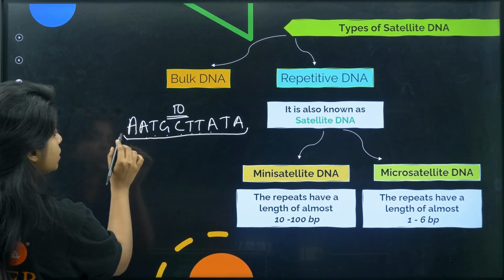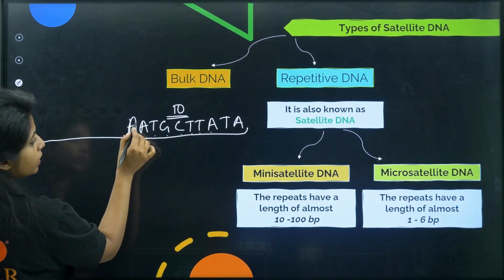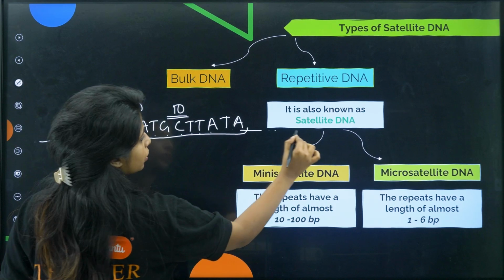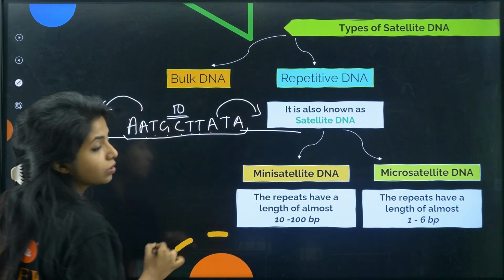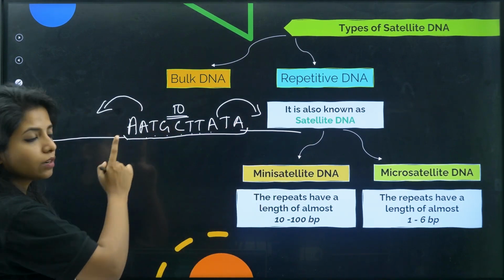And now I am saying that this sequence is getting repeated. So here also the same sequence will be there, and here also the same sequence will be there. So this is a repetitive DNA.